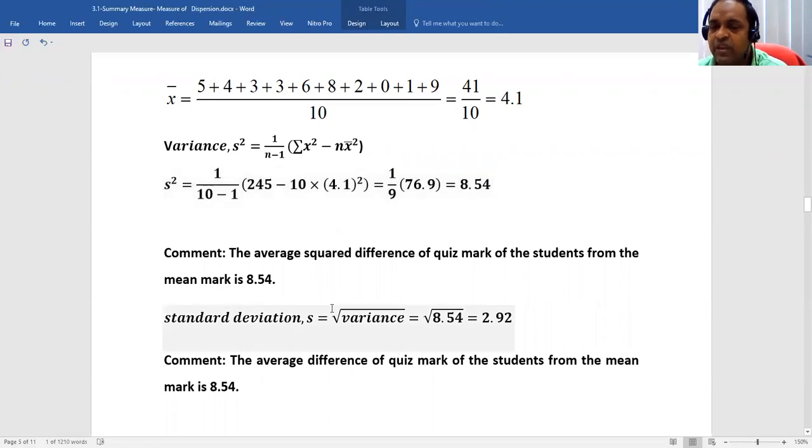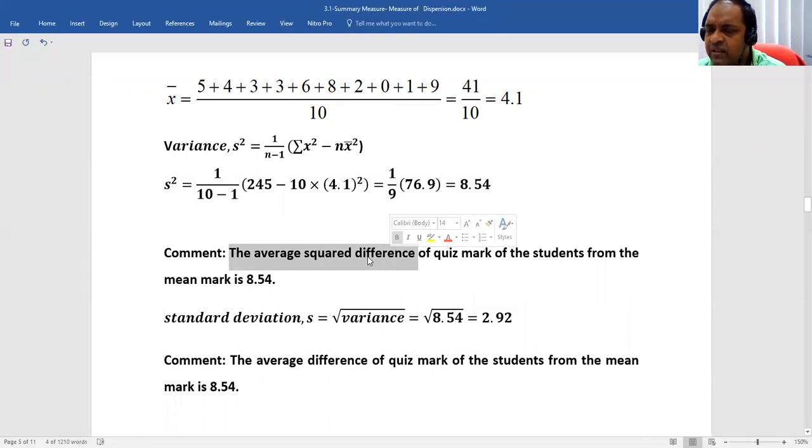What is the comment? As I told you, variance is the average square difference. So the average square difference of what? This is the quiz marks of the students, from the mean mark, is 8.54. Just remember: the average square difference. This is common for all comments. Then what data? Quiz marks. For whom? For the students. This is very important. When you make the comment, just remember: the average square difference of quiz marks of the students from the mean mark is 8.54. So the marks vary in square by 8.54. Now for the standard deviation, just take the square root of 8.54, because standard deviation is the positive square root of variance, which is 2.92.